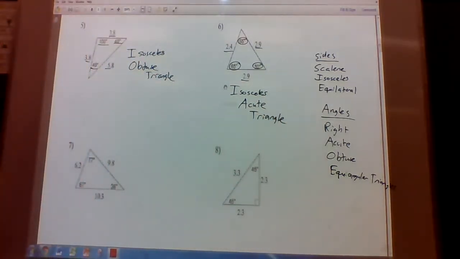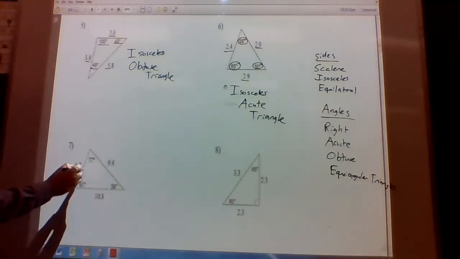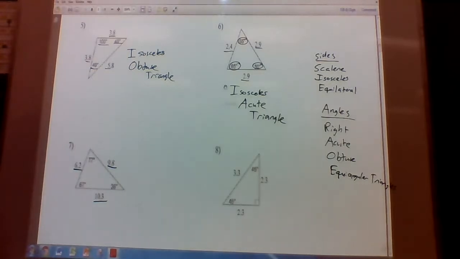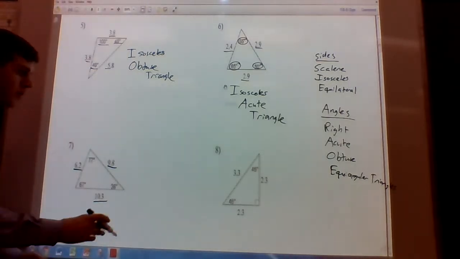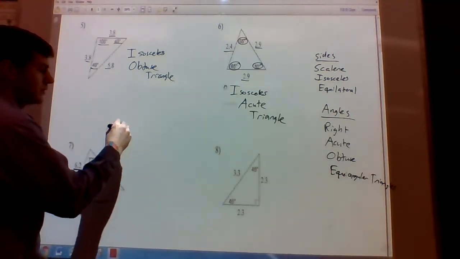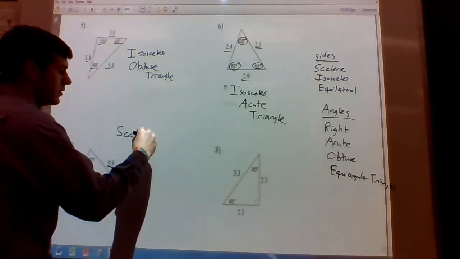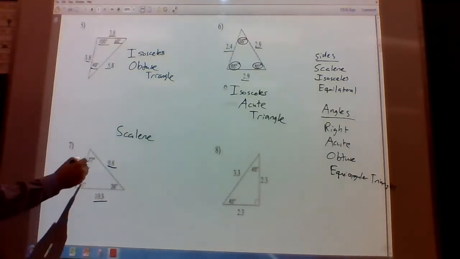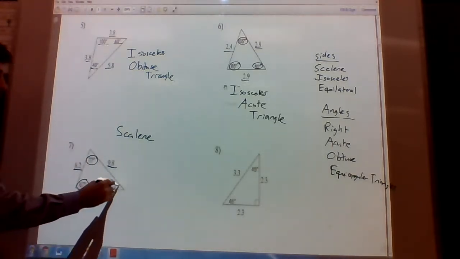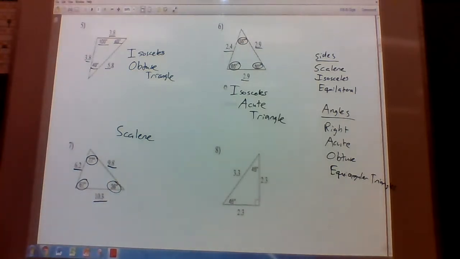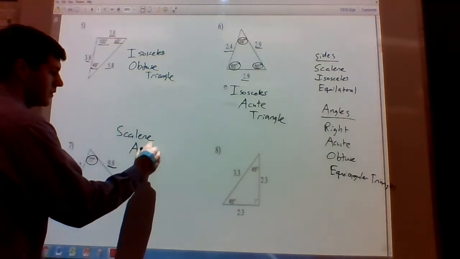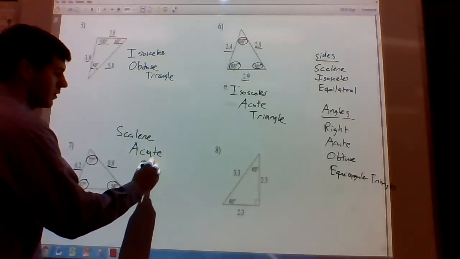Number 7, the lengths of the sides are 6.2, 9.8, and 10.3. All of those lengths are different. Since all three lengths are different, it's going to be scalene. 77 degrees, 67 degrees, and 36 degrees are all less than 90, so this is going to be an acute triangle. So it's a scalene acute triangle.